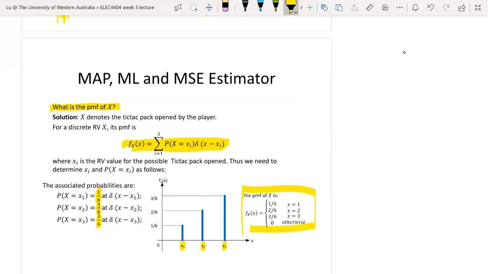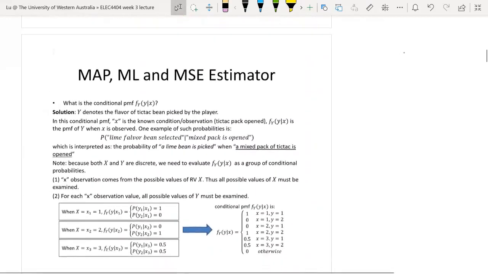I think this part should be pretty simple for everyone. Okay. So this slide is summarizing the calculation procedure for the PMF of the random variable x, the tic-tac boxes. Okay. Let's move on to the next one.